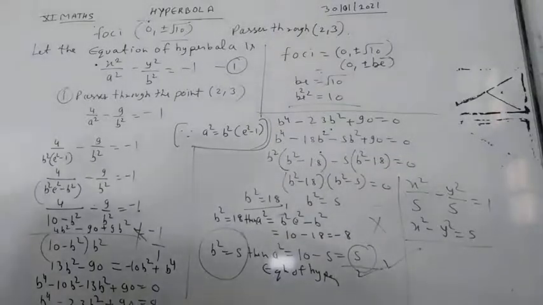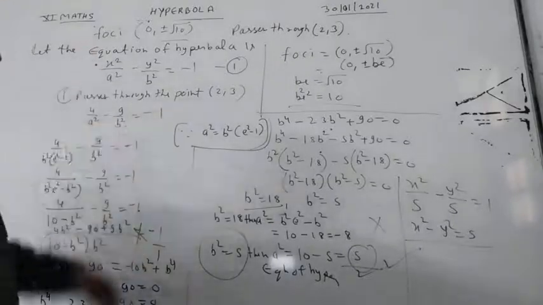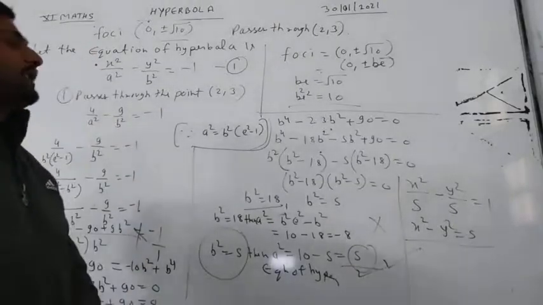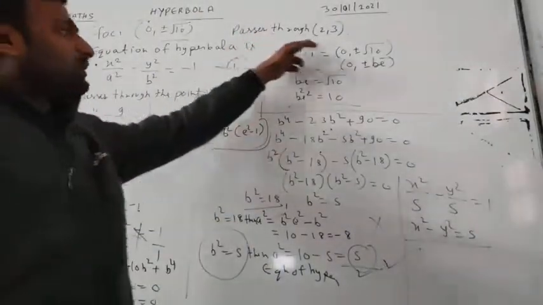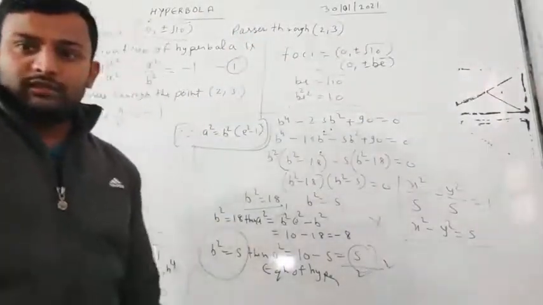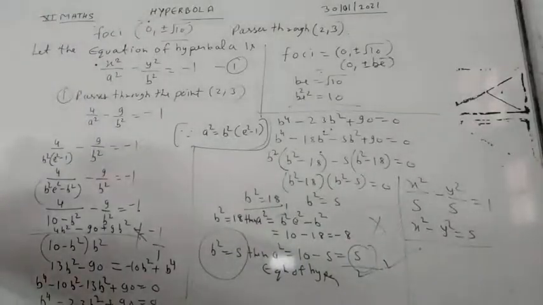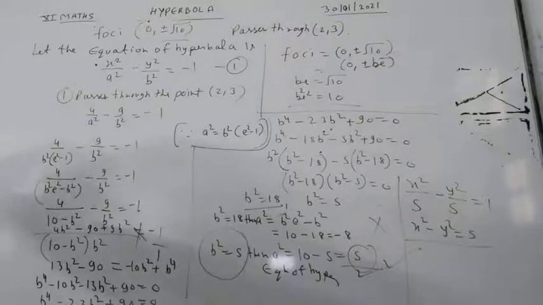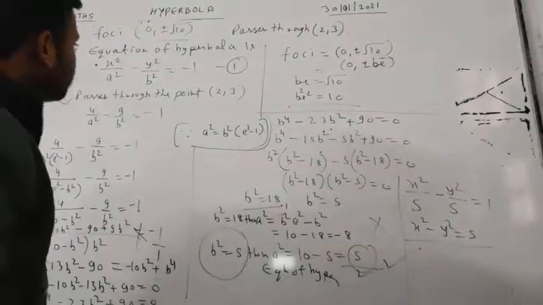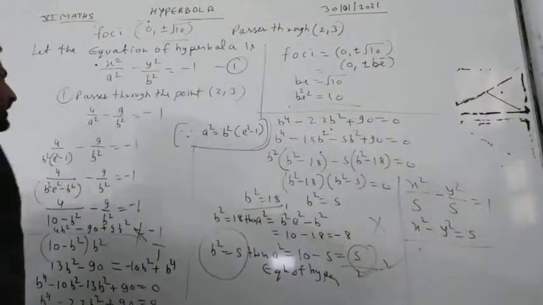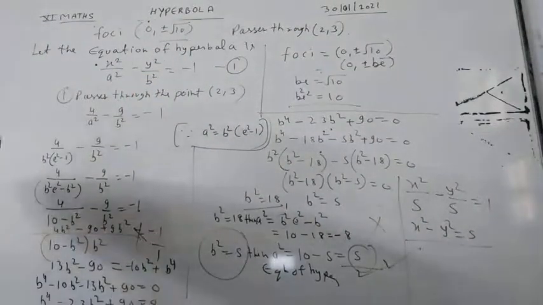So this question says: find the equation of the hyperbola whose focus is (0, ±√10) and which passes through the point (2, 3). This is our question. We have to find the equation of the hyperbola which passes through the point (2, 3) and whose focus is (0, ±√10). So the equation of the hyperbola will be what, students?